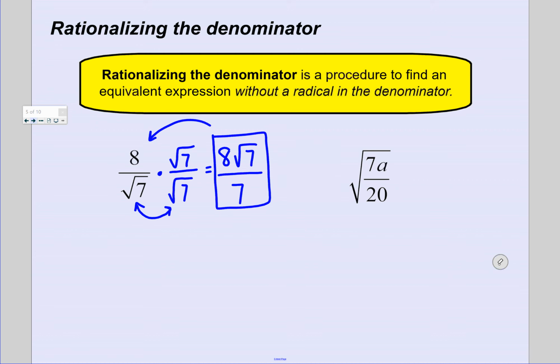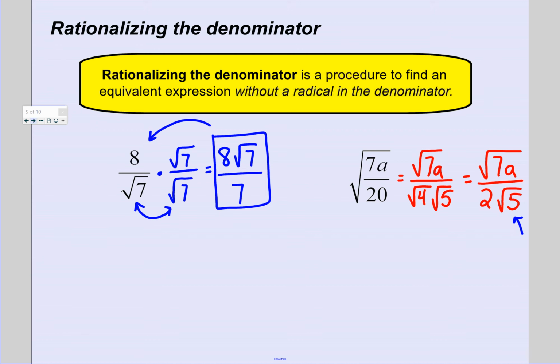Now let's look at the next one. Square root of 7a over 20. For this one, let's go ahead and try and simplify it as much as possible, because I know that the square root of 20 is the same thing as the square root of 4 times the square root of 5. And I know that the square root of 4 is 2. So I could rewrite this as square root of 7a over 2 square root of 5. But again, this cannot be my final answer because I have a radical in the denominator.